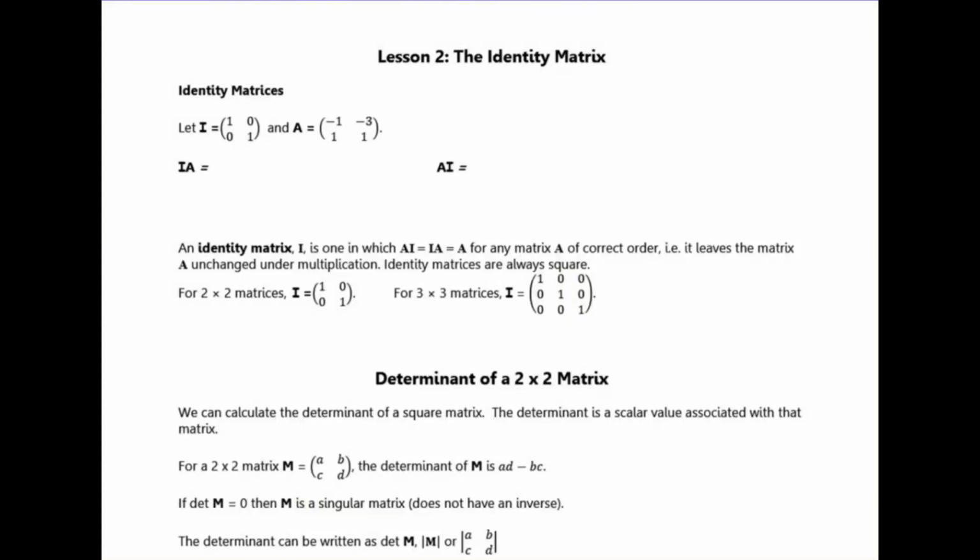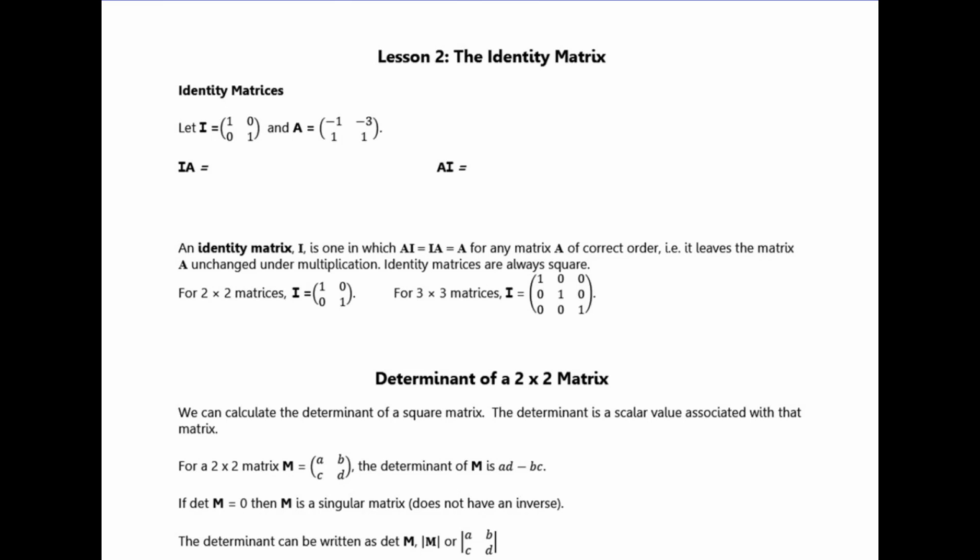So this is lesson 2 in the matrices pack. First thing we're going to look at is what we call the identity matrix. So we use the capital letter I to denote the identity matrix. This is a matrix that if you multiply it by anything will give you the original matrix.